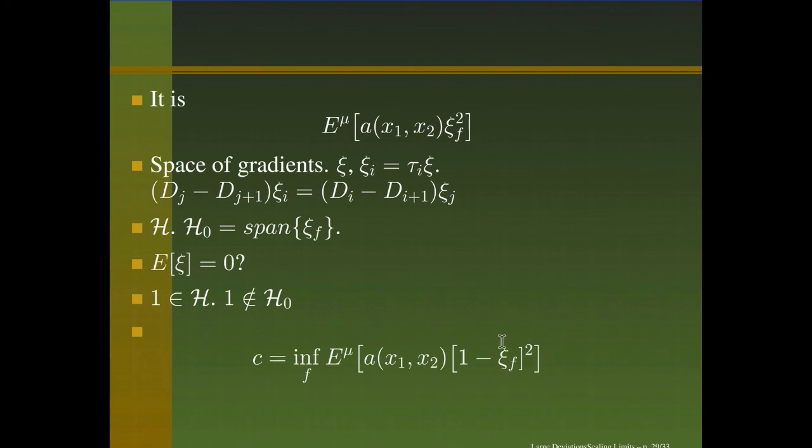And so now we have a representation for C which tells you C is in fact the infimum over F of this object. So in other words, the norm square of the projection of 1 into the orthogonal complement of H0 in this Hilbert space. This needs an explanation.